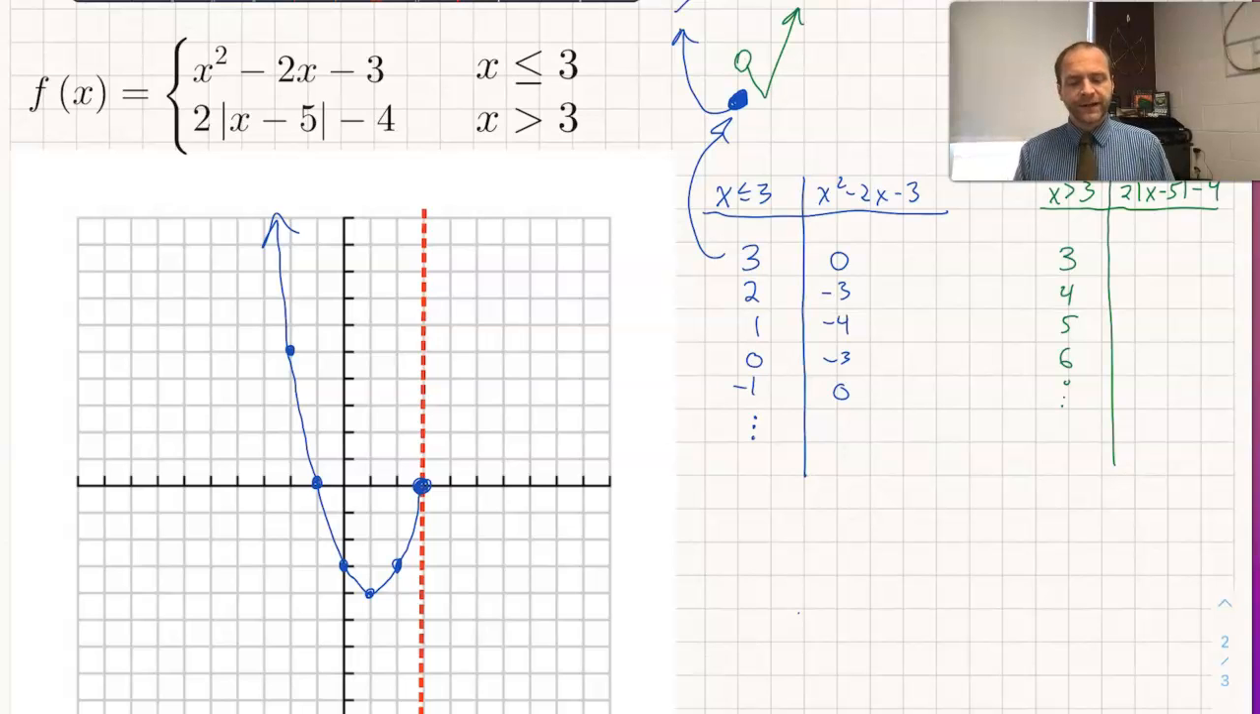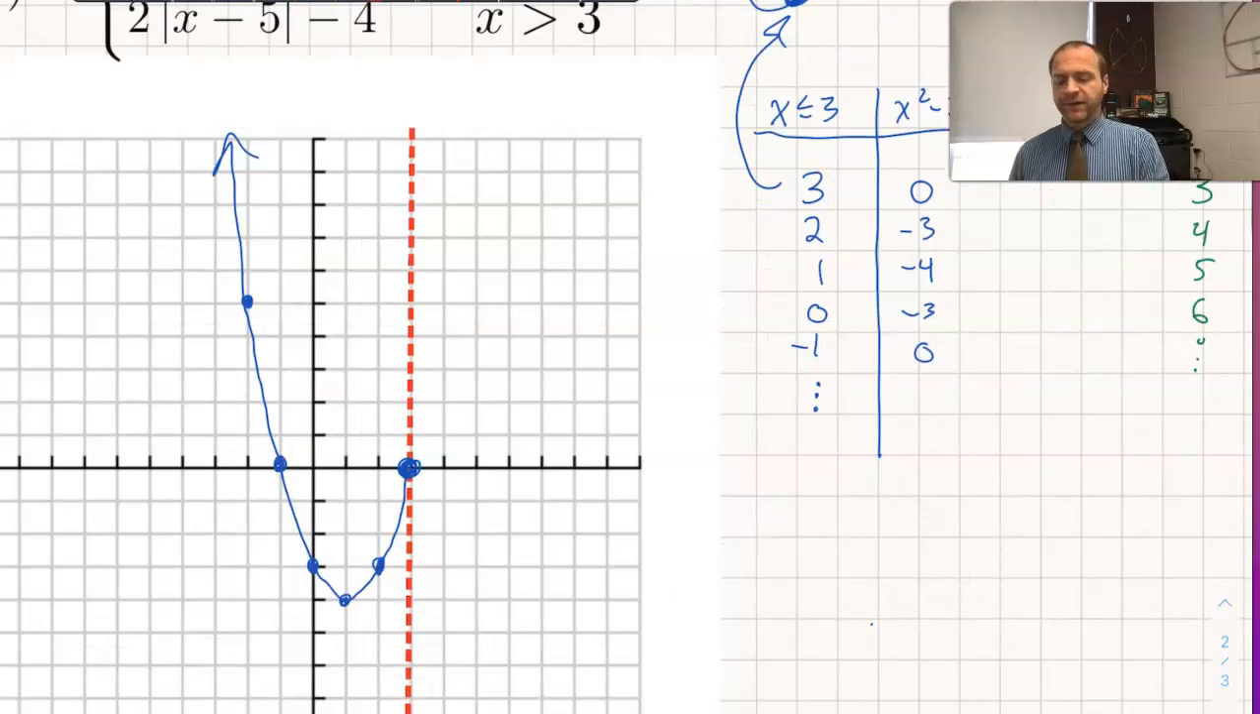Now if I plug in 3, I have 3 minus 5 is -2. The absolute value of -2 is 2. 2 times 2 is 4. 4 minus 4 is 0. I get 0. Perfect. If I plug in 4, I get -2. If I plug in 5, I get -4. If I plug in 6, I get -2. And it's going to keep going.